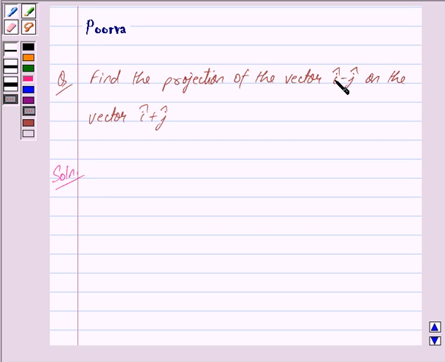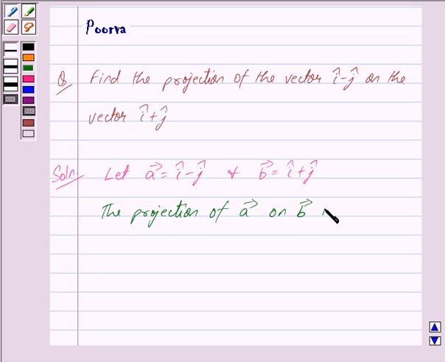Let us denote i cap minus j cap by vector A and i cap plus j cap by vector B. So let vector A is equal to i cap minus j cap and vector B is equal to i cap plus j cap. Now the projection of vector A on vector B is given by vector A dot vector B upon mod of vector B.